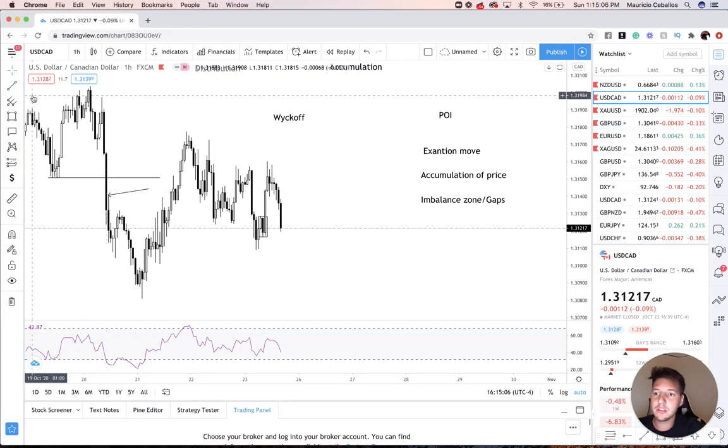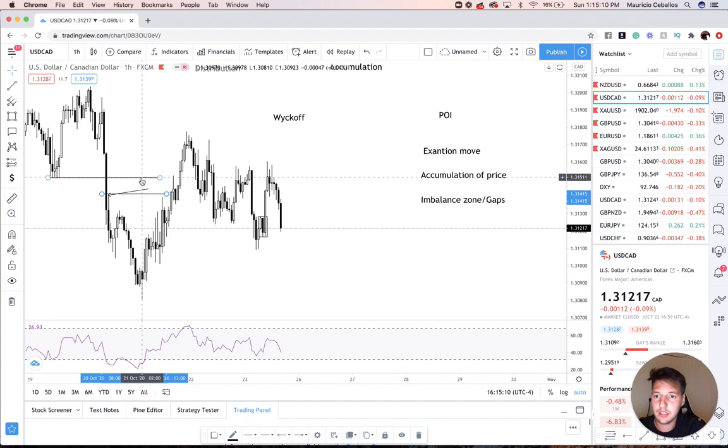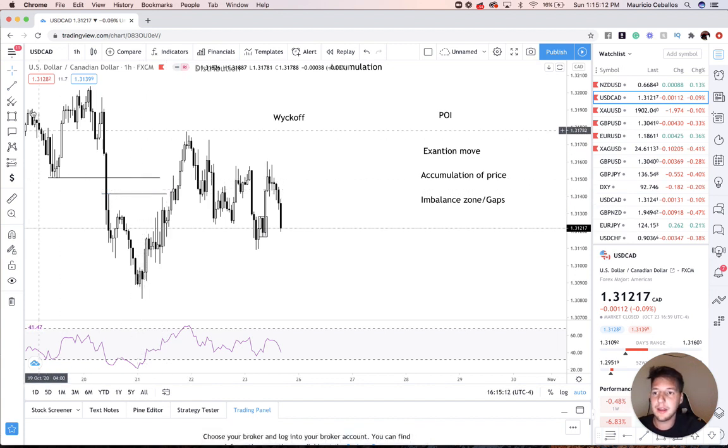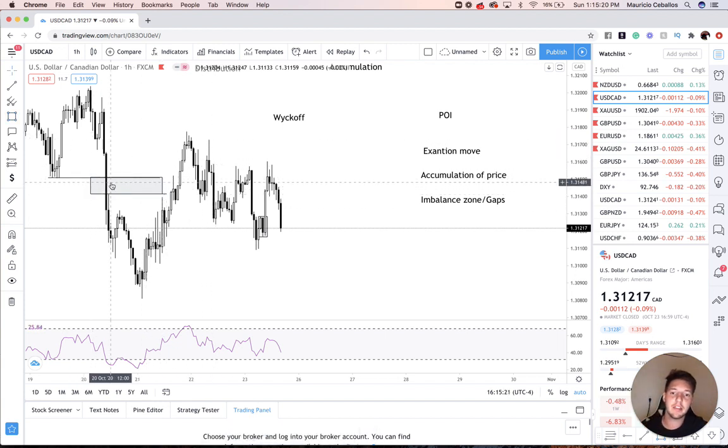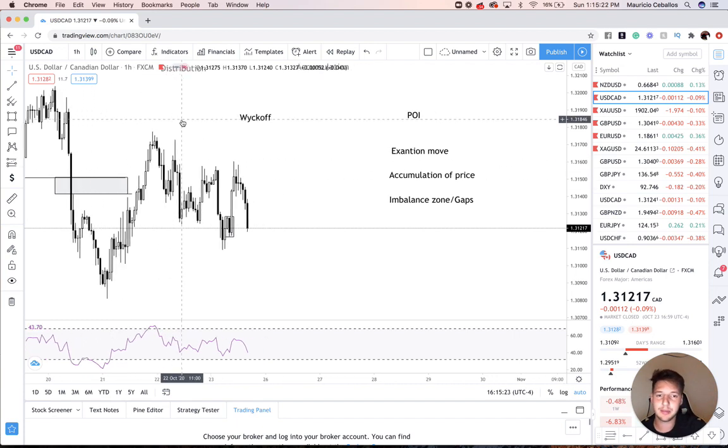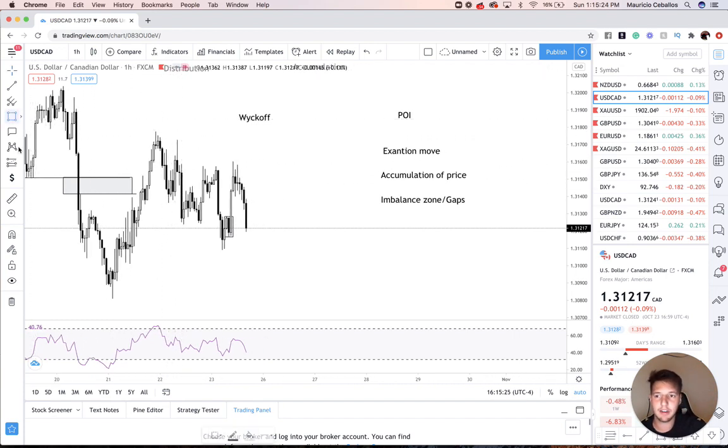Therefore, my imbalance zone would be considered from this wick right here to this zone right here. Why? Because within this whole area, there was a gap in price. This is considered a gap in price because market never fulfilled that level. Now, I'm going to go ahead and explain a little bit as far as how to identify a gap.